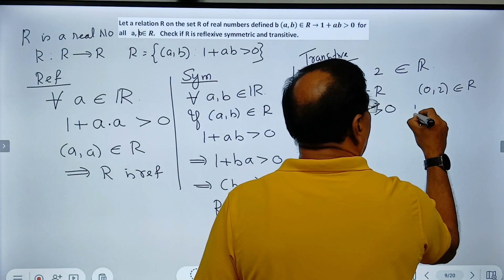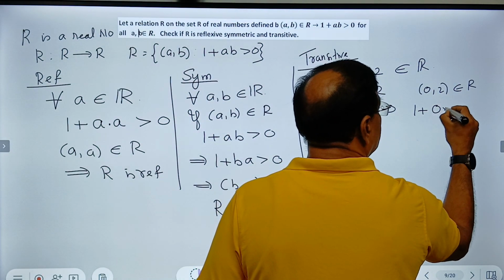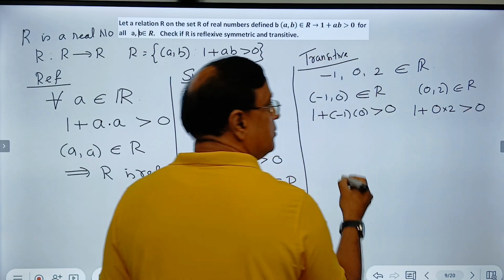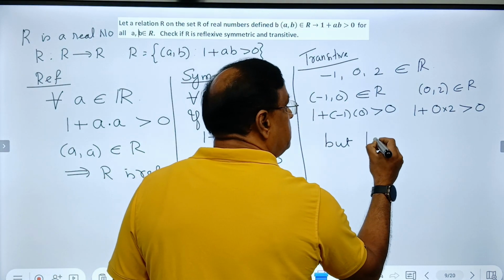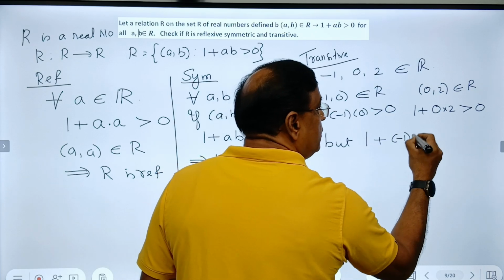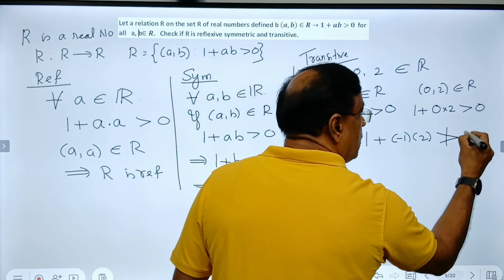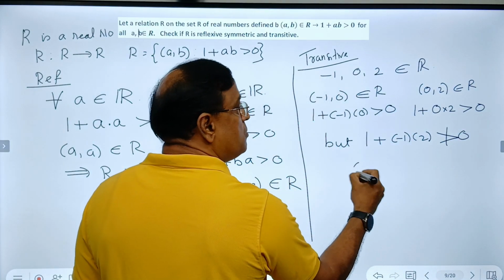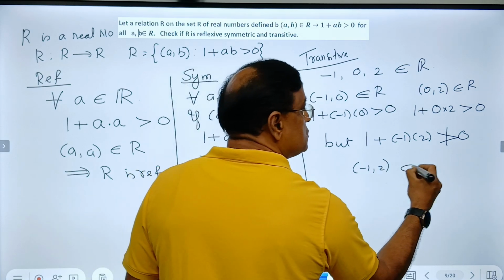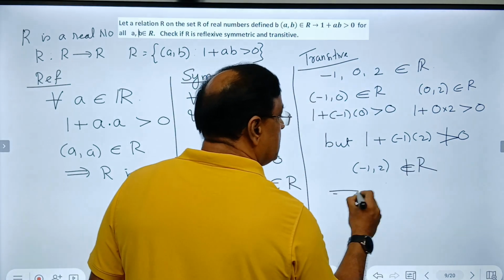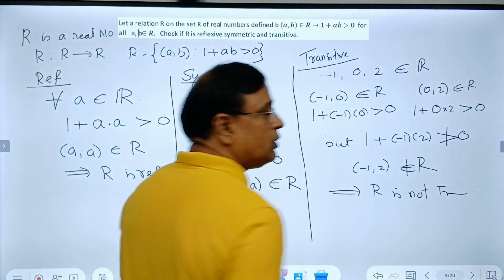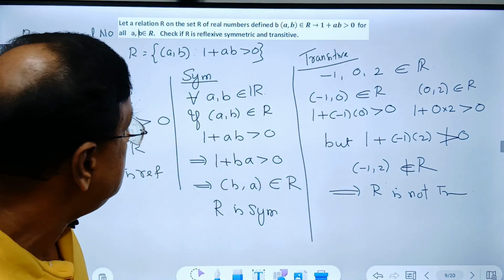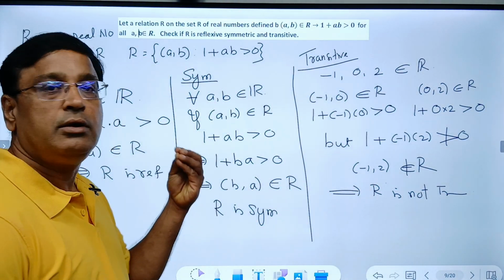What is that? 1 plus 0 times 2 is also positive. But 1 plus (-1) times 2 is not positive because it's a negative number. So (-1, 2) does not belong to R. This implies R is not transitive. So we got an example of a relation which is reflexive, which is symmetric, but not transitive.